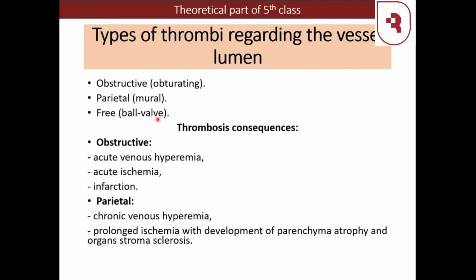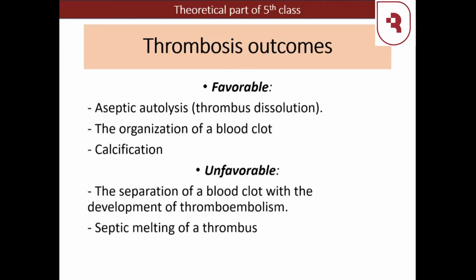Thrombosis consequences may be associated with obstructive diseases like acute venous hyperemia, acute ischemia, and infarction, and parietal, like chronic venous hyperemia, prolonged ischemia with development of atrophy and sclerosis. There are different outcomes of thrombosis. They may be favorable and unfavorable.